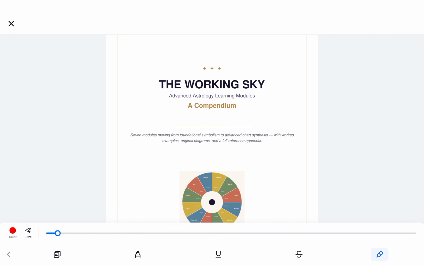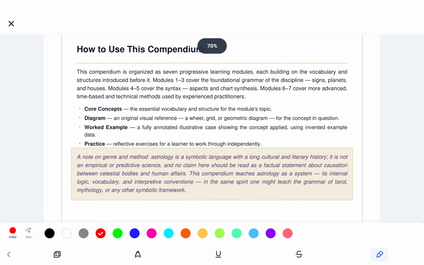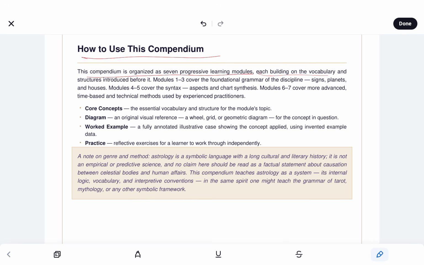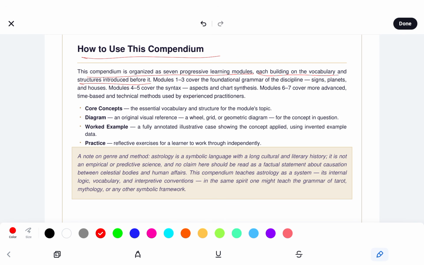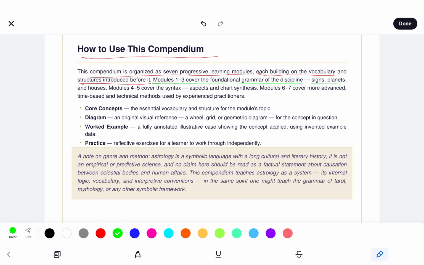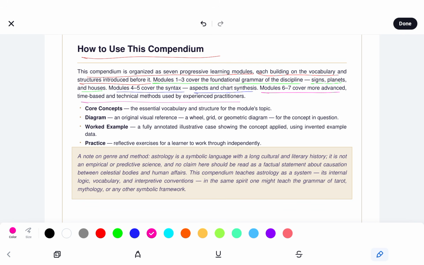So basically, we're going to get into how to use this compendium. This compendium is organized as 7 progressive learning modules, each building on the vocabulary and structures introduced before it. We see that modules 1 through 3 cover the foundational grammar of the discipline, signs, planets, and houses, while modules 4 through 5 cover the syntax, aspects, and chart synthesis. Modules 6 through 7 cover more advanced, time-based, and technical methods used by experienced practitioners.